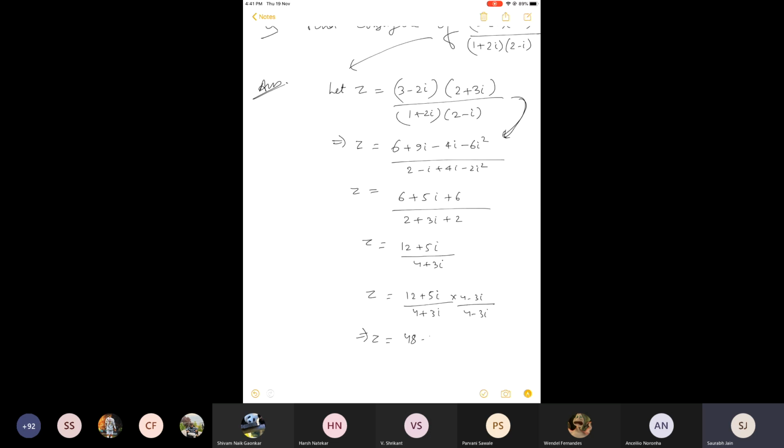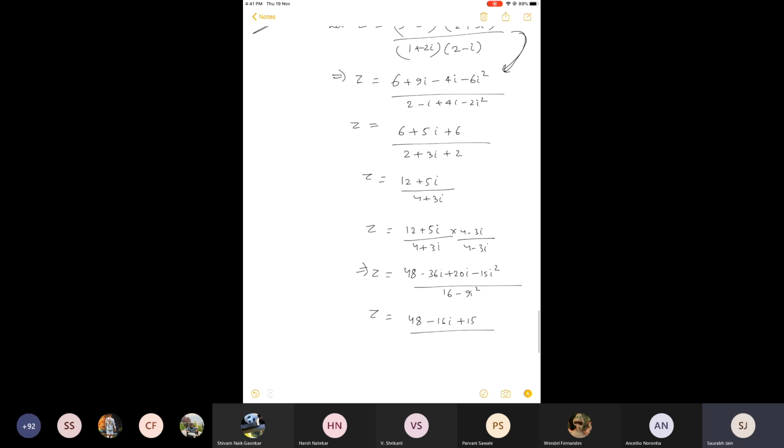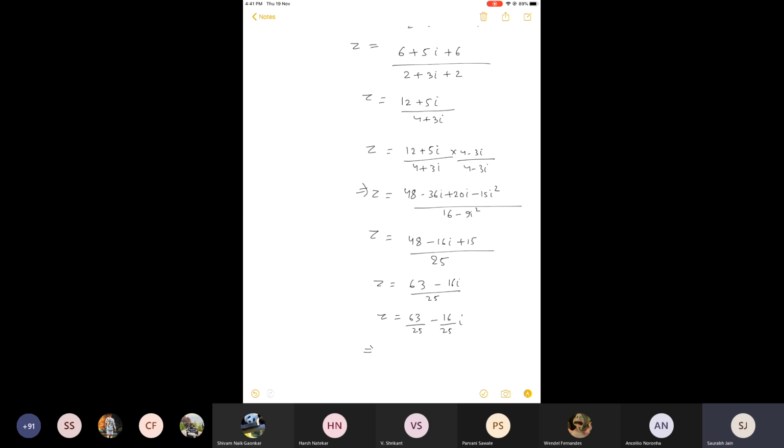This will be 48 minus 36 iota plus 20 iota minus 15 iota square. In the denominator it will be 16 minus 9 iota square. So 48 minus 16 iota plus 15, because iota square is minus 1. Remember this thing. And it is 25 here. So overall z is 63 minus 16 iota by 25. Split both the terms. And now in the next step you are going to get z bar.